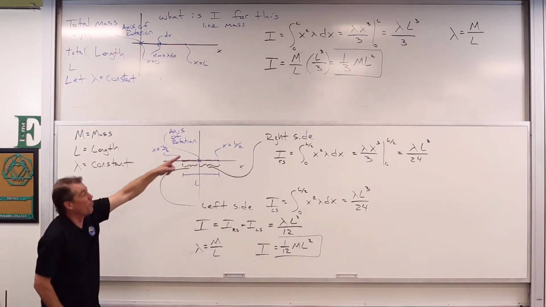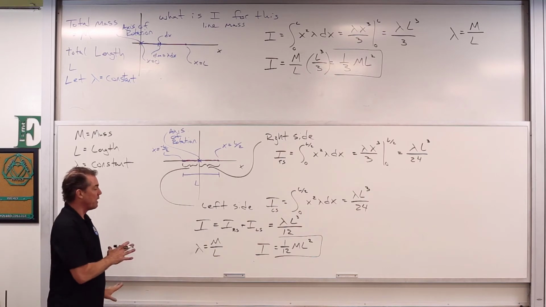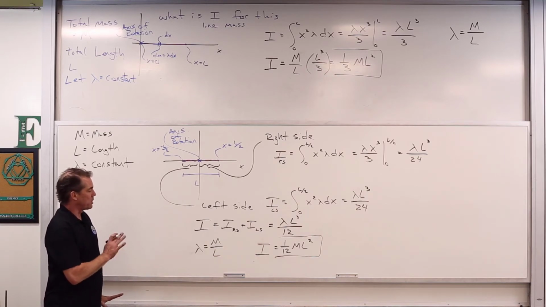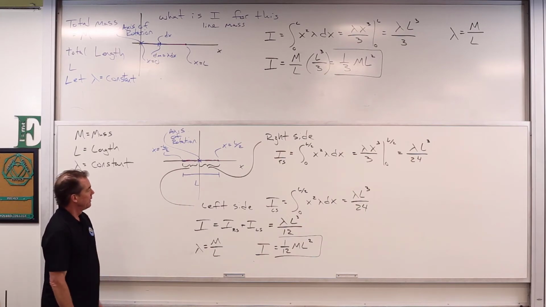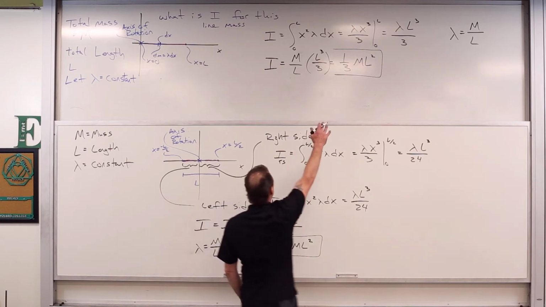Relative to the end, 1/3 ml squared. Much different. Much, much different. So it's a different mass distribution, that's why. So this is ultimately some moments of inertia that come in handy.